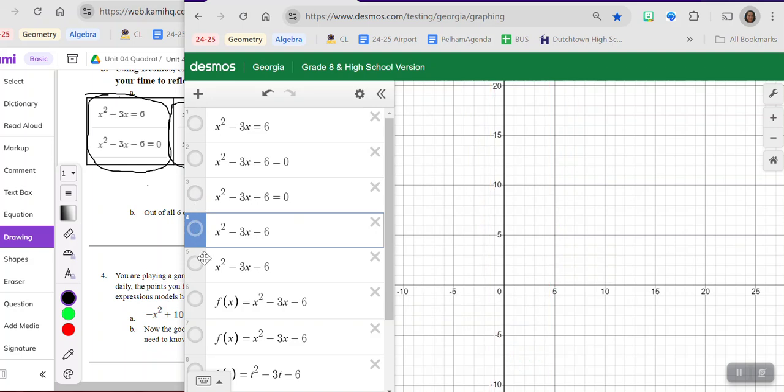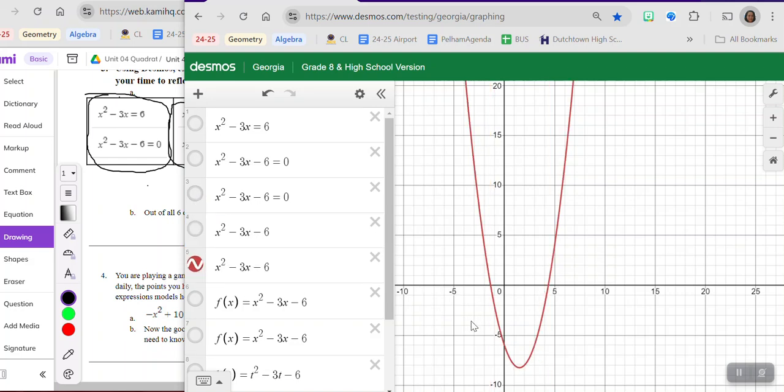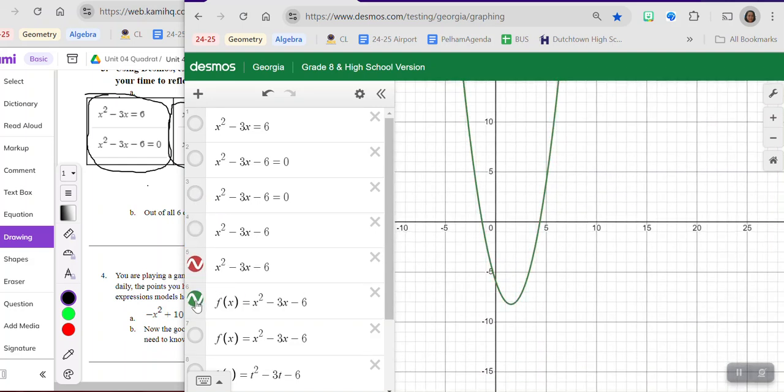Right. So let's say that we have the parabola. And what if we put an f of x in front of it? It doesn't matter. You still get the same thing. Okay. So x squared minus 3x minus 6. This just gives it a name. And even though it's got an equal sign, because you have f of x, it doesn't solve it. So it just graphs the parabola.